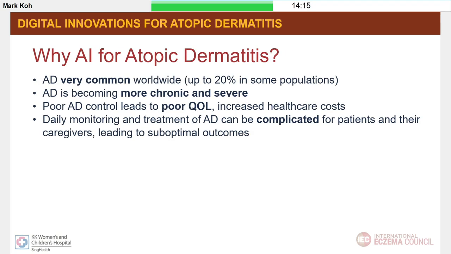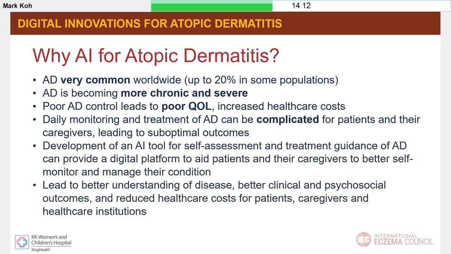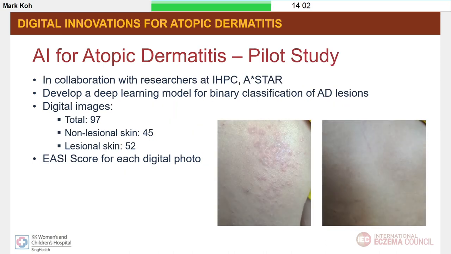So why AI for atopic dermatitis? As I said, it's very common, getting more chronic and severe, and it can be very complicated for patients to monitor and treat their atopic dermatitis, especially the moderate and severe ones. So we did a pilot study with our computer engineers at A-Star, and we developed a deep learning model for initially binary classification. So is there eczema or is there not? We took a total of 97 images, and some were of non-lesional skin and some were lesional.